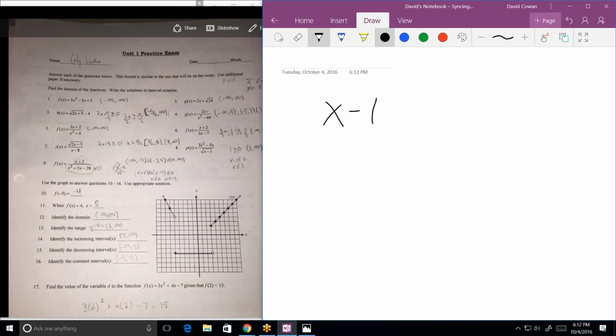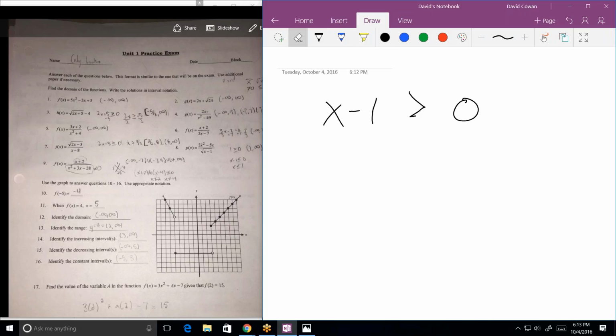X minus 1 has to be what? It's either greater than or equal to 0 or greater than 0. Which is it? Greater than? Yeah, because this is one case where you can't have the inside being 0. Not because you can't take the square root. You can, but the square root of 0 is 0, so you'd be dividing by 0. If you ever let x equal 1, you're dividing by 0.